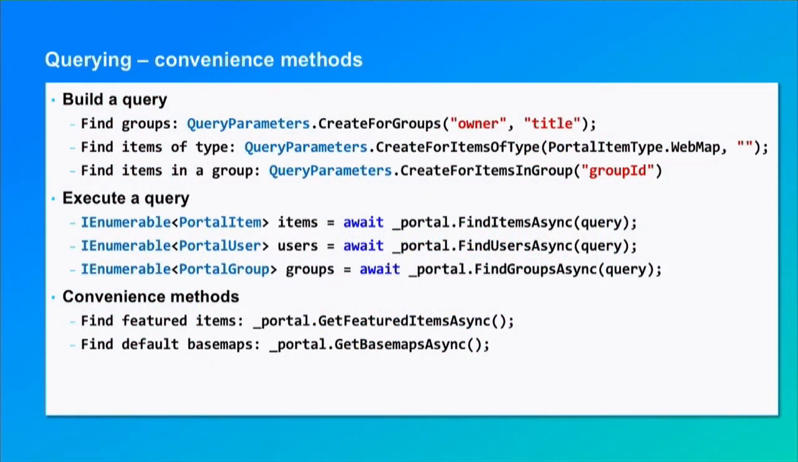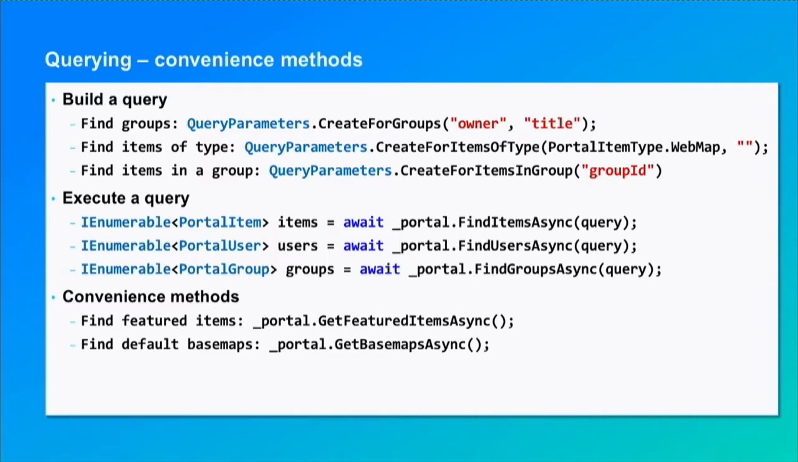Now, I've talked a lot about some of these convenience methods we give you, and I like to think about it in terms of two broad groups: you build and execute a query, or you use one of the really nice convenience methods that gives you a predefined query, like featured items or base maps. One thing to point out is the query parameters object is the same for all different types of queries.